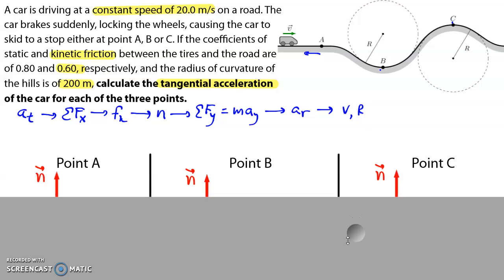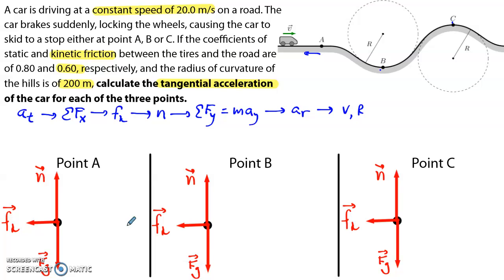Before we do this, though, I would just like to revisit the free body diagrams that we had before. What we figured out is that at point B, the normal force was a little bit bigger than the force due to gravity. And at point C, we saw that the normal force was smaller than the force due to gravity. So this is a more to-scale example of what we're expecting to see.